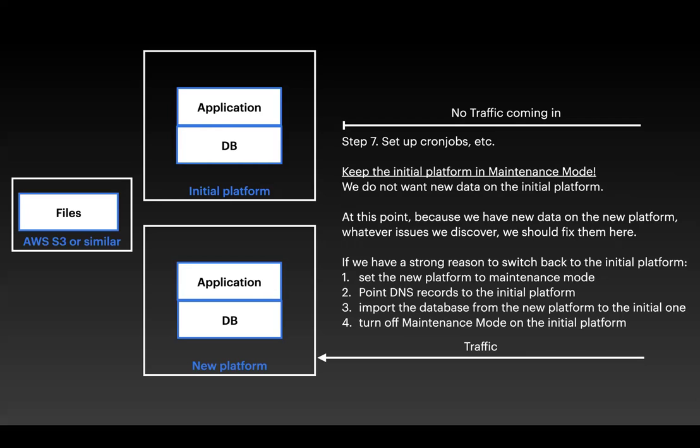and you want to go back to the initial platform, then what you have to do is set the new platform on maintenance mode, because the number one rule to keep in mind is never allow new traffic to go to both apps. If you want to remember only one rule for hosting migration, that's the rule. Never allow traffic to go to both platforms at the same time, because this way you have new data generated on both platforms, and then how do you figure it out?